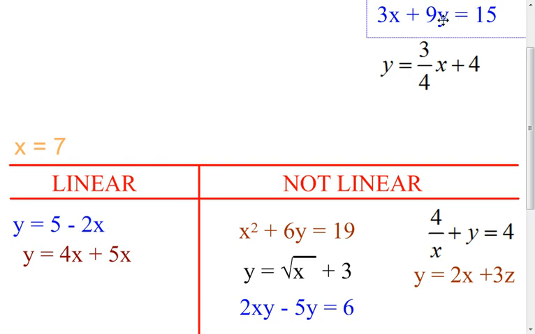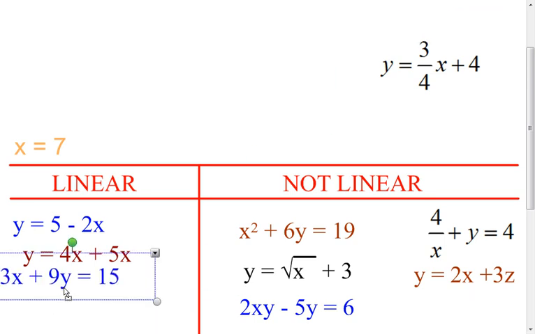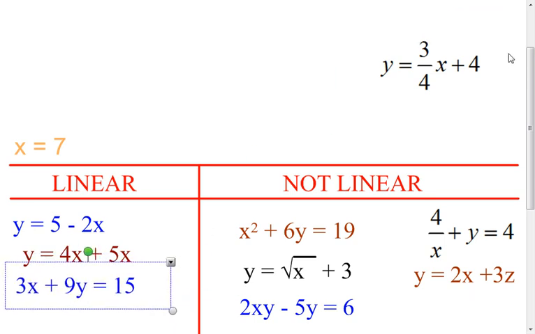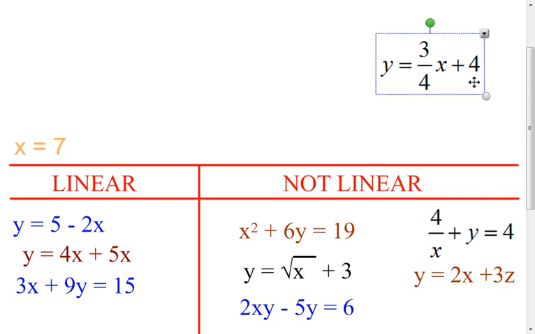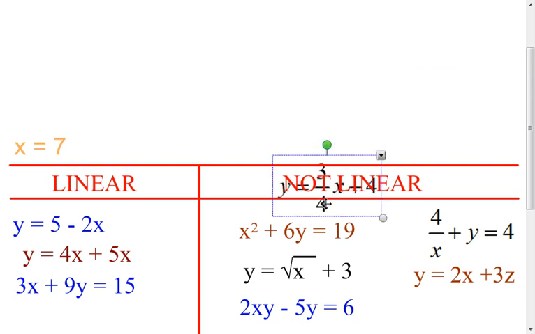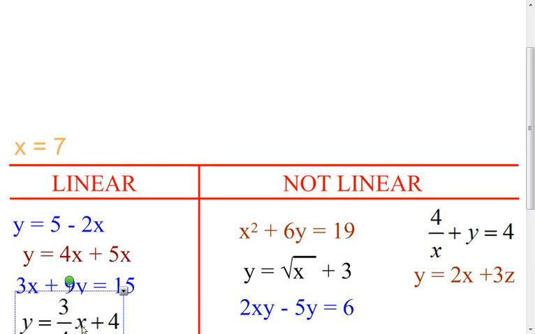This one, again, it only has an x and a y in it. So two variables. There are no exponents, no variables in the denominator, and no variables that are multiplied together. So that one is linear. This one, again, it only has two variables, an x and a y. The x is in the numerator, although you might think it's in the denominator. And again, no exponents, nothing is multiplied together, no more than two variables. That one is also linear.